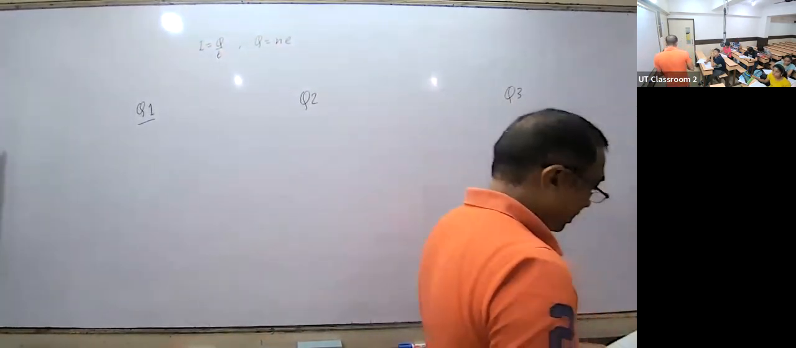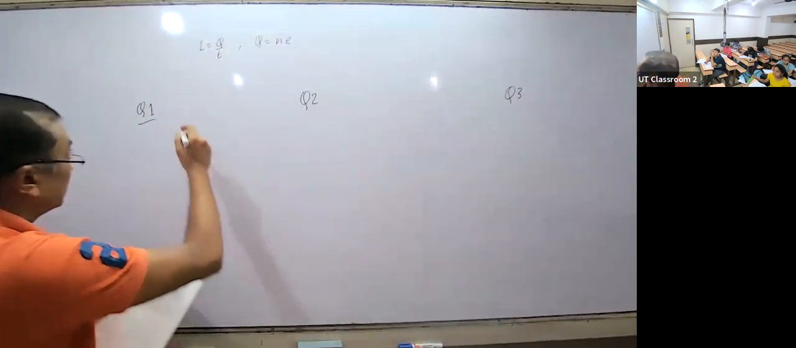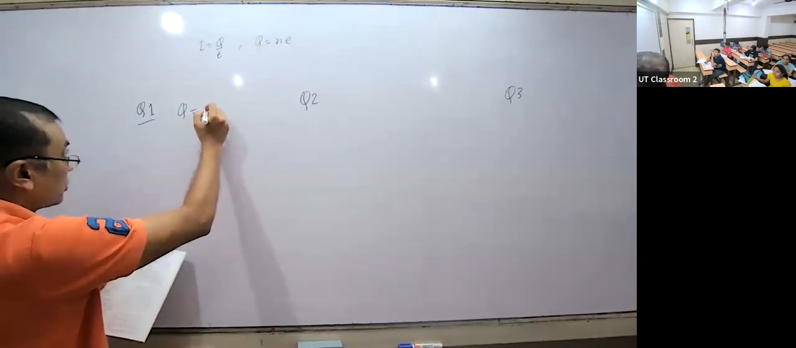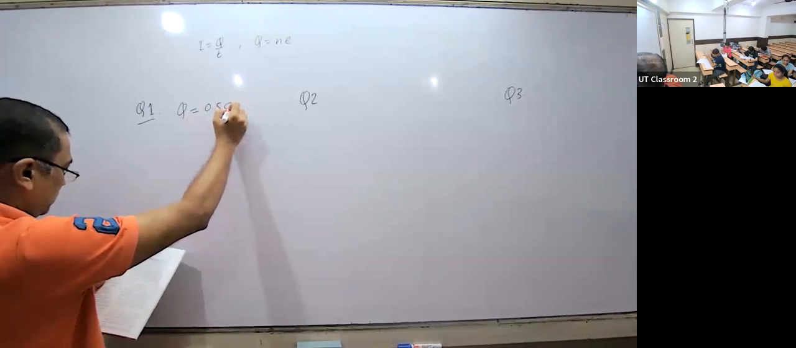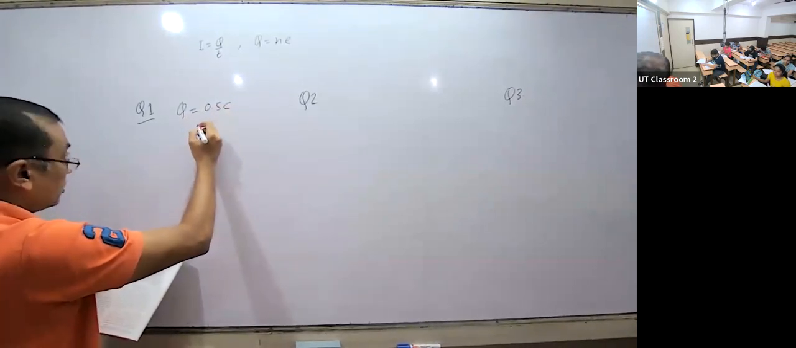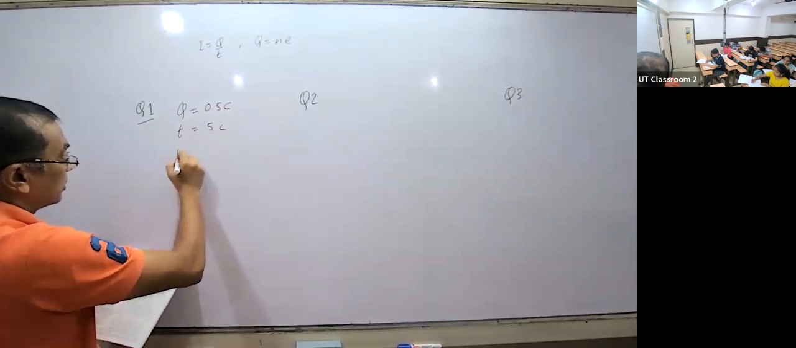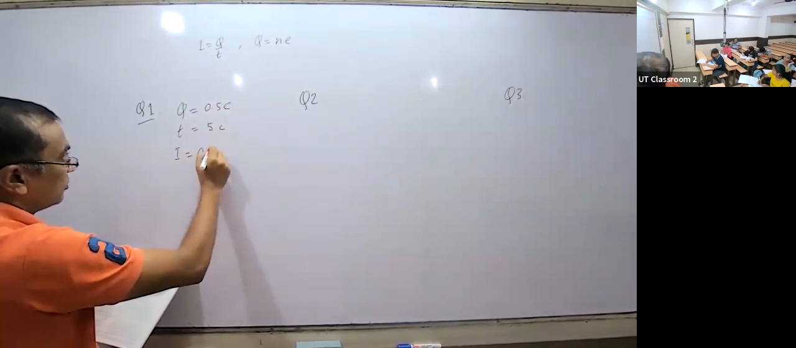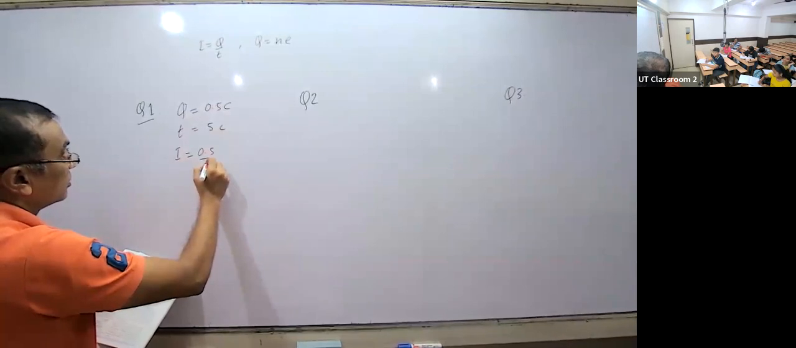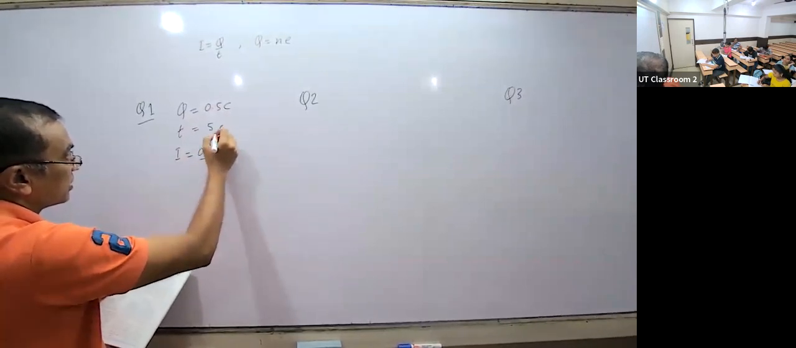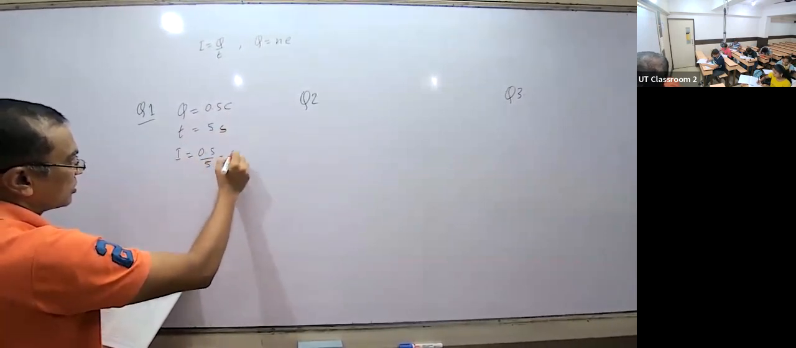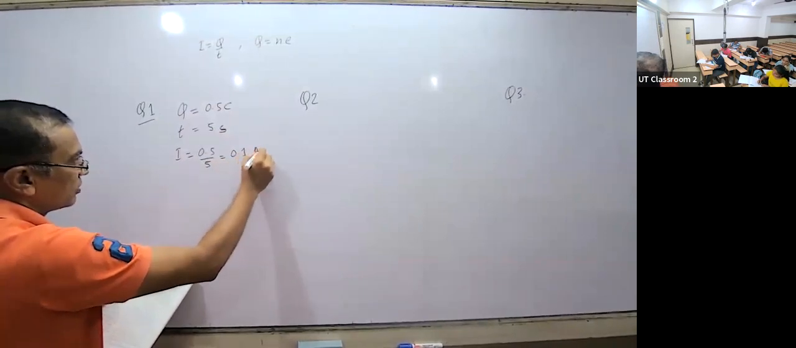तो पहले वाले में क्या दिया हुआ है? चार्ज इज गिवन, क्वेश्चन 1 में Q is equal to 0.5 C, ठीक है? टाइम इज गिवन एज 5 सेकेंड। तो करंट क्या हो जाए? 0.5 by 5 seconds. So how much is this? 0.1 ampere. Okay.